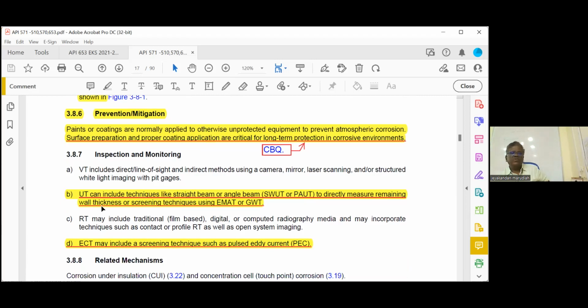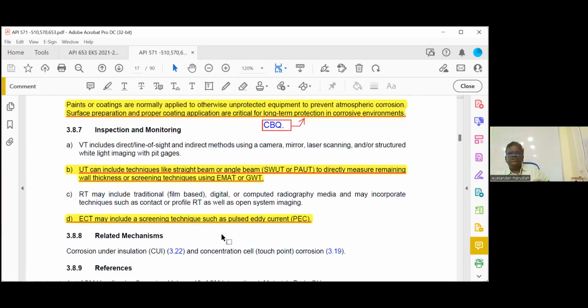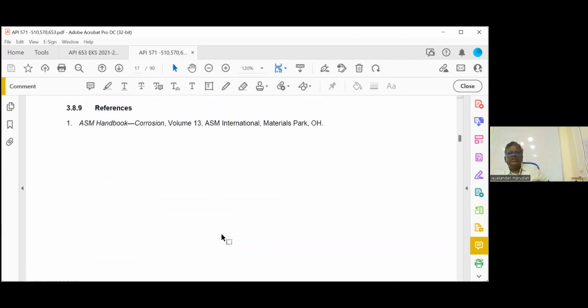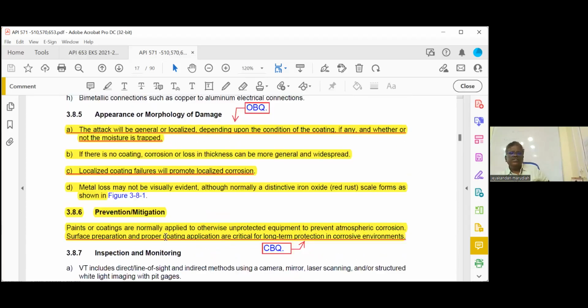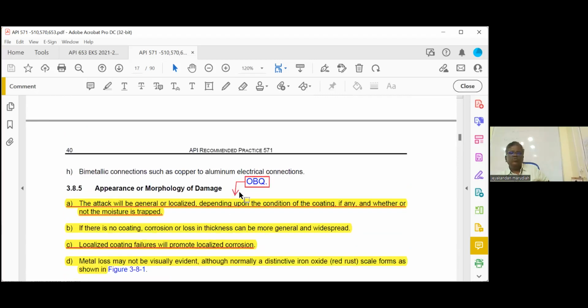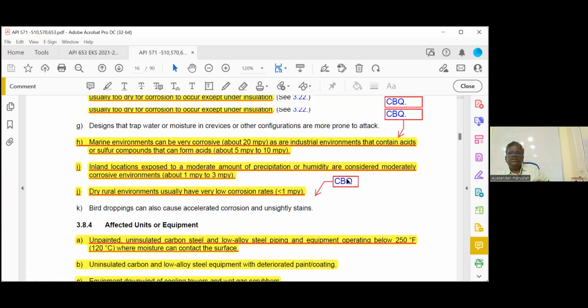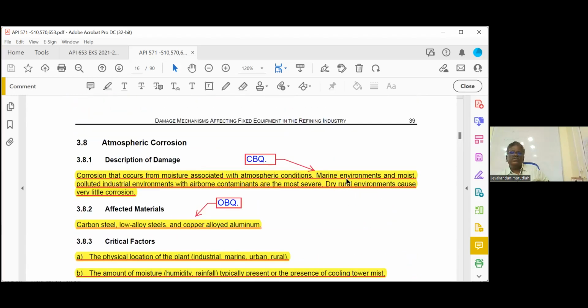Then inspection: UT, not straight beam but angle beam, eddy current also we can use. These are not important. So how many questions did we mark here? Prevention, surface preparation and proper coating, 1, 2, 3, 4, 5, 6, 7. So 7 question areas, these are important for the exam. Generally maybe 1 question. Some damage mechanisms will have 1, some will have more than 1 question. Is it okay? Atmospheric corrosion.